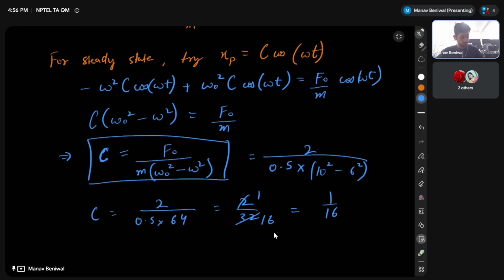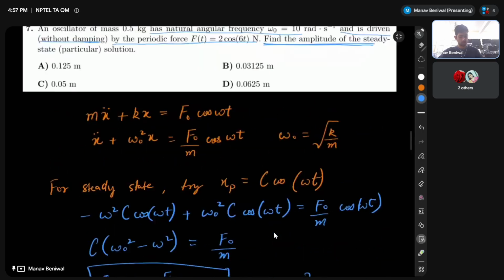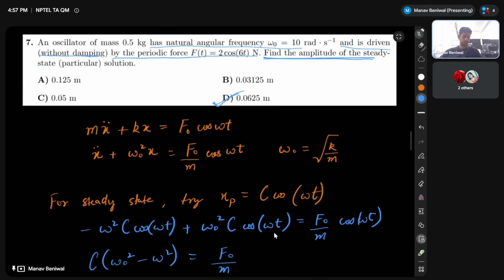And we know that 1 over 16 can be written as 0.0625 meters. If I write it in centimeters, C is 6.25 centimeters. So option D.